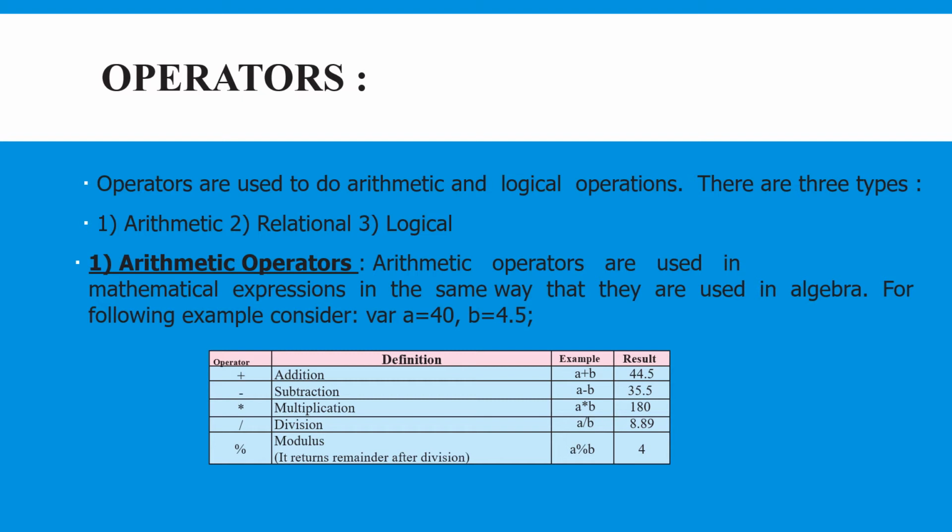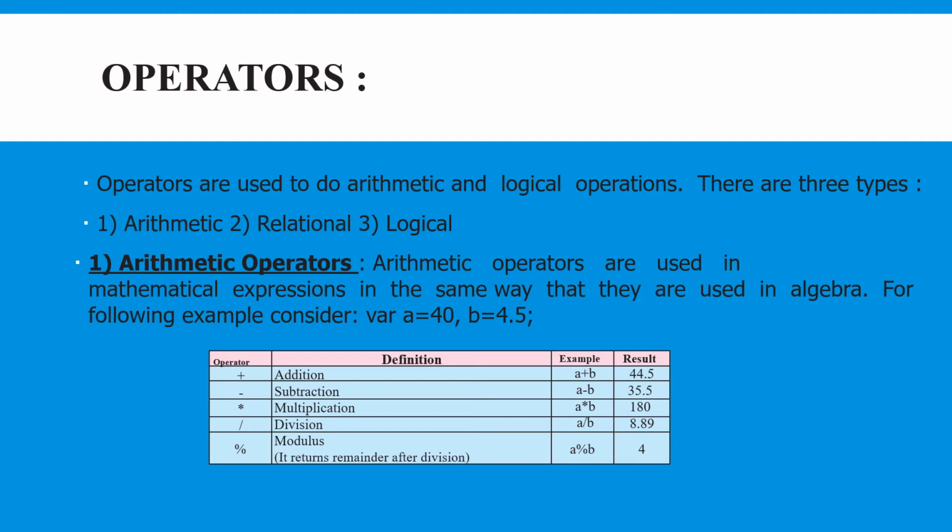Minus is second operator which is called for the subtraction. A minus b, where a is 40, b is 4.5, so when we do a minus b, then it result is 35.5. Third one is multiplication, where a into b gives you 180, that is the multiplication of 40 and 4.5. Next one is division. So a divided by b means 40 divided by 4.5, approx it comes as 8.89.